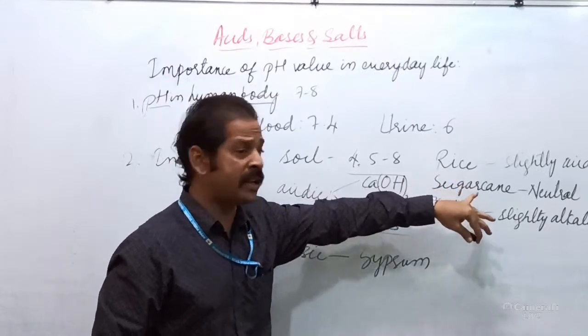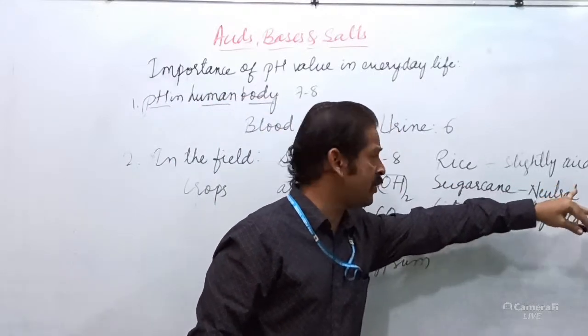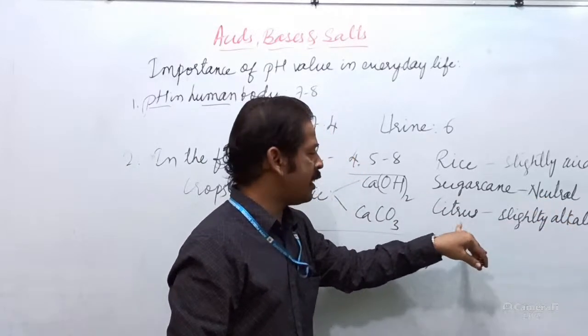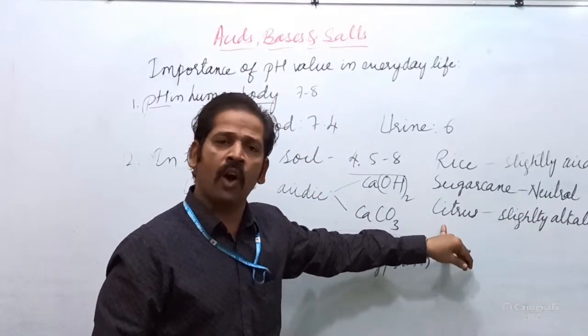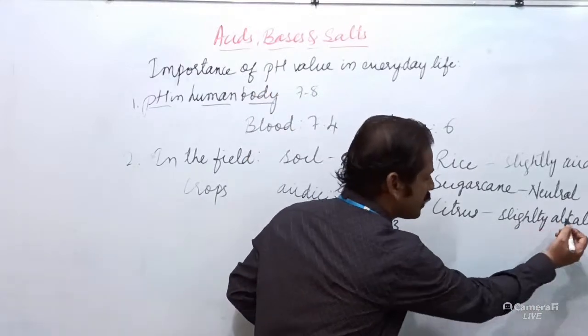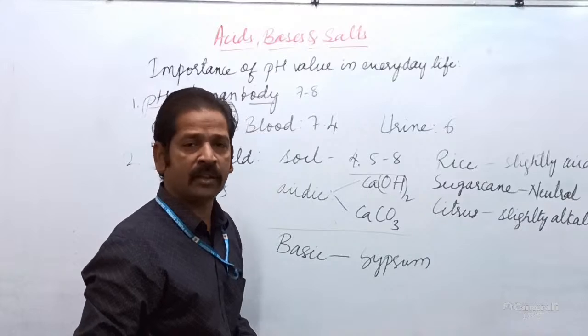Rice will grow in slightly acidic conditions. Sugarcane will grow in neutral soil, and citrus fruits like orange and lemon will grow in slightly alkaline conditions.